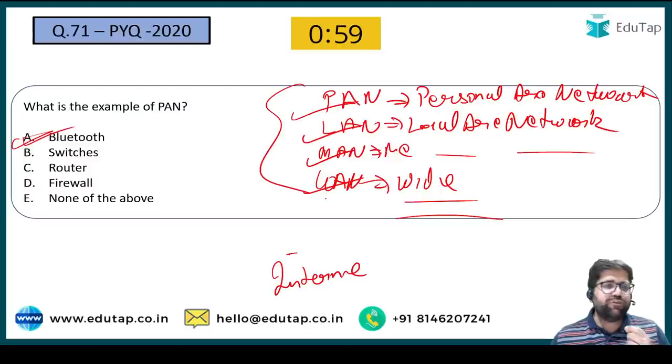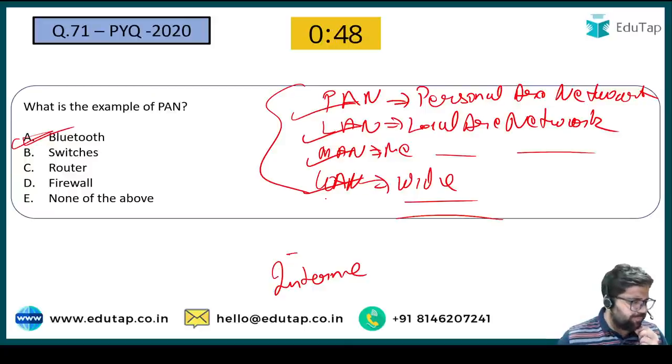Come on, I need answers for question number 71. If someone can help Satya, please let him know it, because I do not have the correct information regarding 64-bit. Yes, internet is an example of WAN.